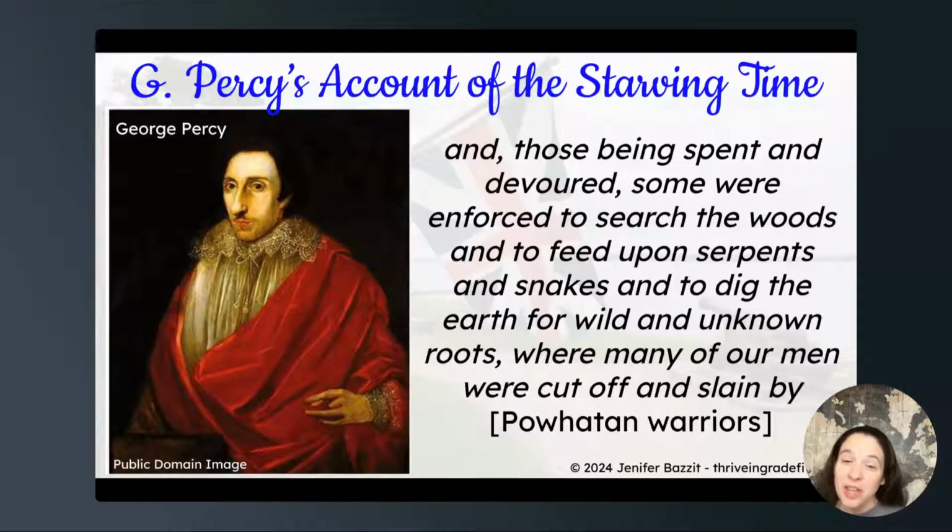So my students by this point already understand why the Powhatan were surrounding the fort and why anyone who left the fort and was caught would be instantly put to death by the Powhatan. So these people must have been so desperate to leave the fort and find roots and snakes to eat.